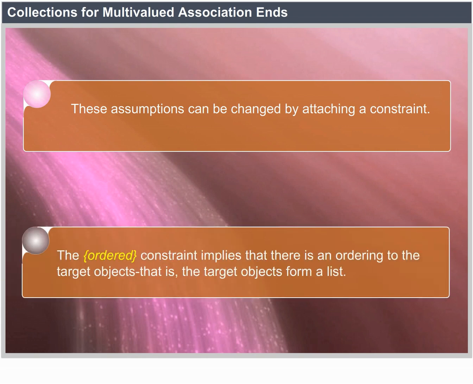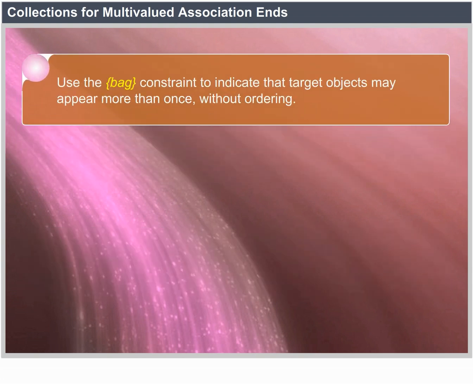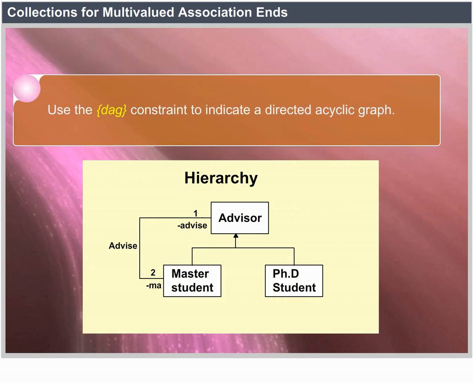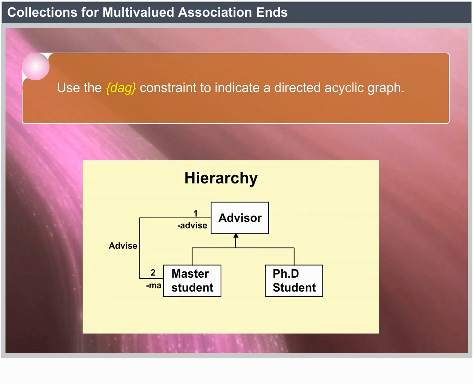The order constraint implies that there is an ordering to the target objects, that is, the target objects form a list. Use the bag constraint to indicate that target objects may appear more than once without ordering. Use the hierarchy constraint to indicate that the target objects form a hierarchy. Use the DAG constraint to indicate a directed acyclic graph.